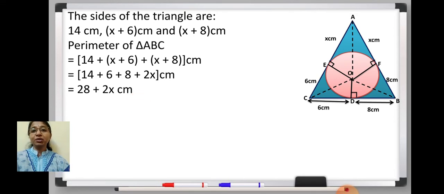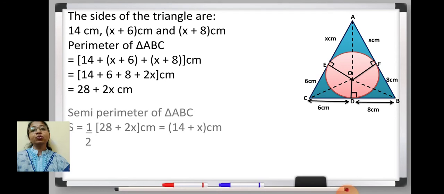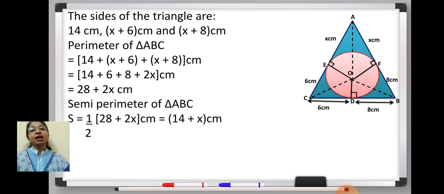This is the perimeter. But in Heron's formula we need the semi-perimeter. So for that divide this perimeter by 2. Therefore the semi-perimeter S is equal to half of 28 plus 2x centimeter. Take 2 common from the numerator, and you will get 14 plus x.